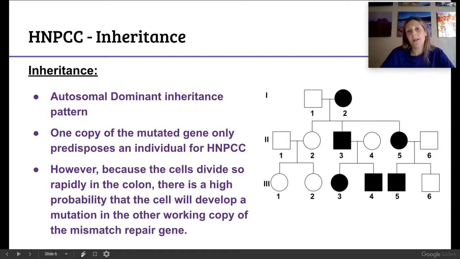However, because the cells of the digestive system, specifically of the colon, are replicating so fast because they're always sloughed off into the gut, if an individual has inherited one mutated form of the gene, the chances are that the other one is going to mutate is pretty highly likely. And that's why they consider it pretty much an autosomal dominant inheritance pattern.